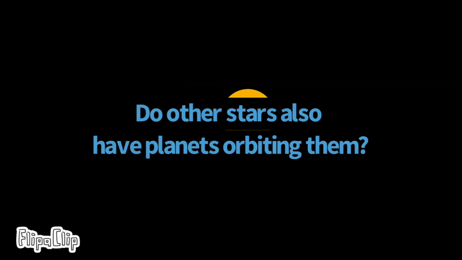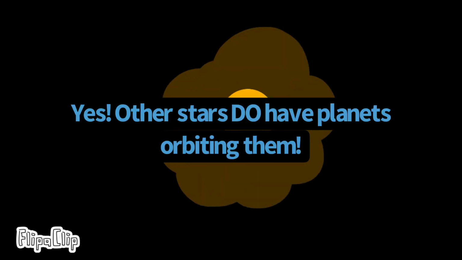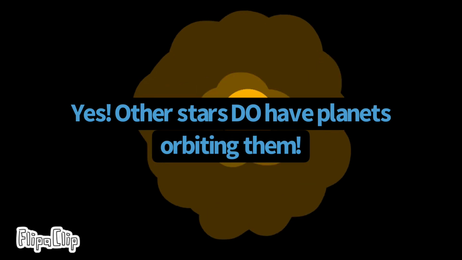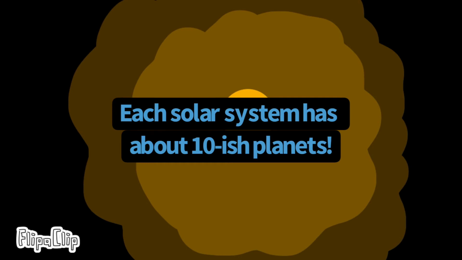But since the sun is a star, do other stars also have planets orbiting them? Yep, after spending 2 seconds researching that, I realized it was a pretty obvious answer. Yes, other stars do have other planets orbiting them, with each solar system having an average of 10 planets.